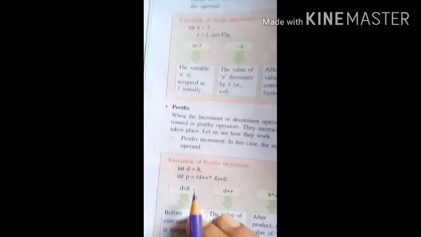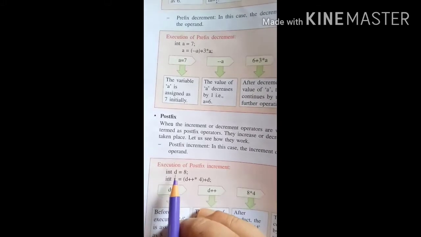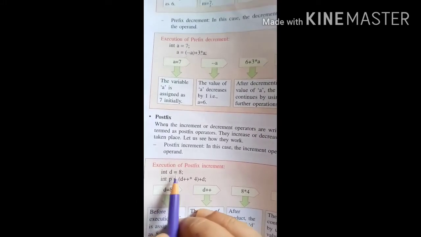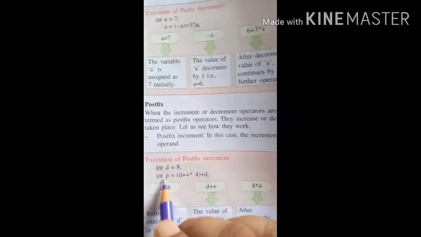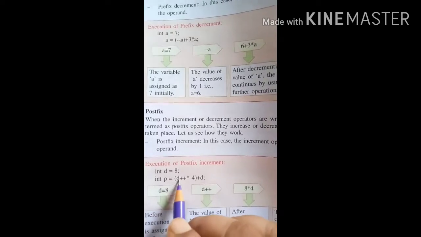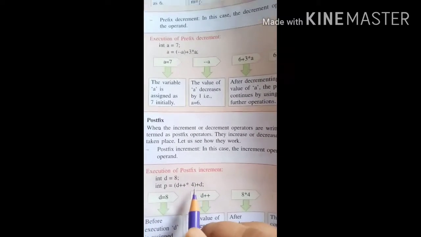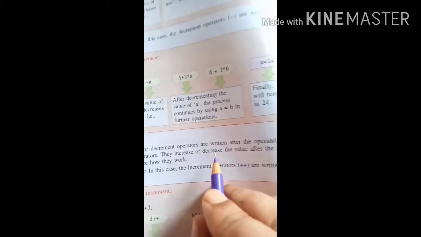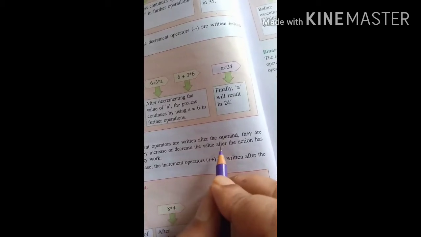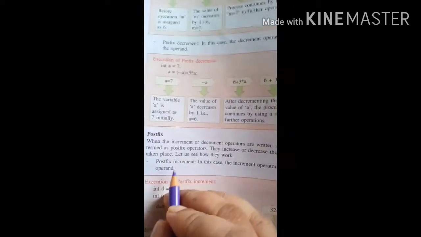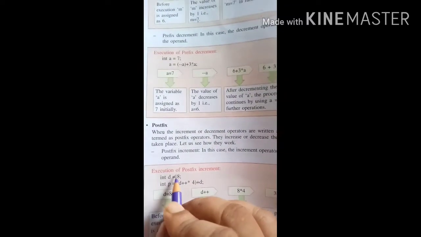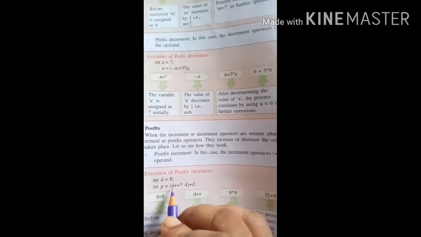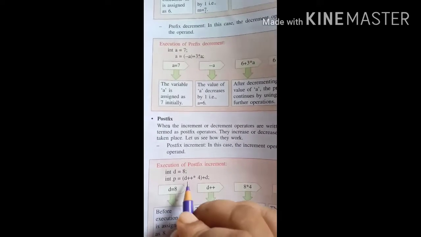So we will understand. An example is given in the book. Suppose integer type data d equal to 8 we have, and we have to solve this statement: int p = d++ * 4 + d. So try to understand what is written here. The value changes after the action has taken place. When the action takes place, then only the value will increase. So at first, the value of d will remain the same, meaning 8. The value will not increase.